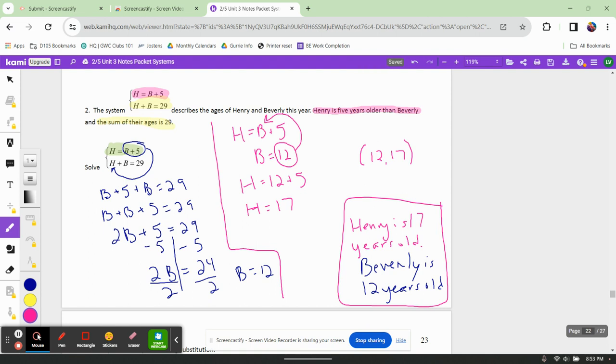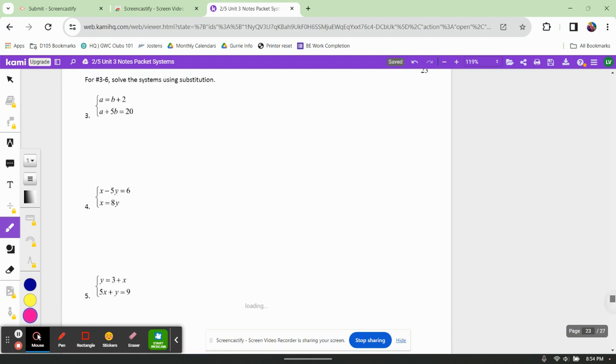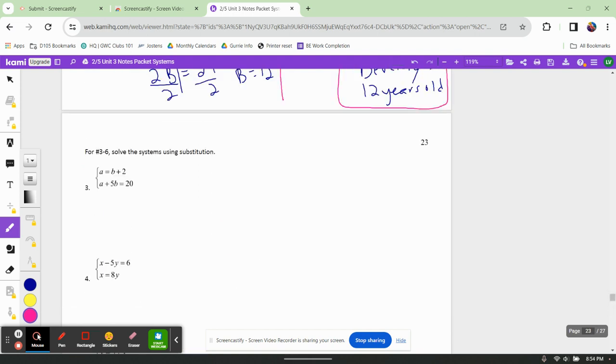Let's move on to the next problem. You'll flip it over to the next side. Number 3 through 6. All the directions are the same. Solve the systems using substitution.